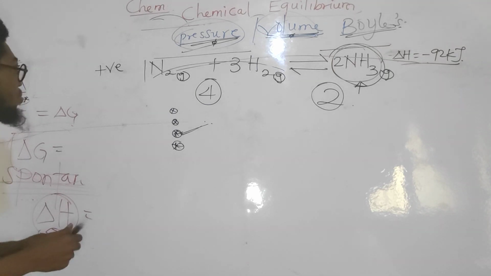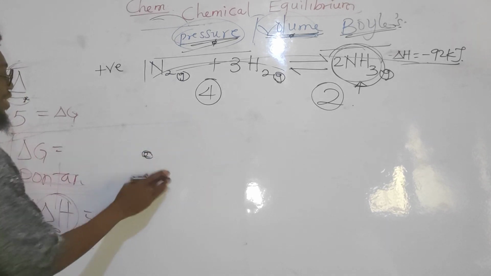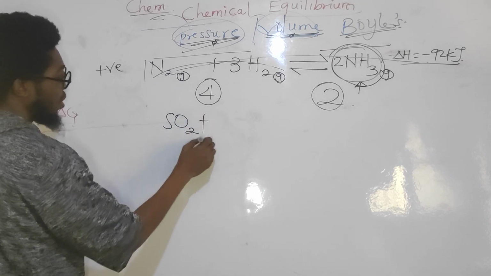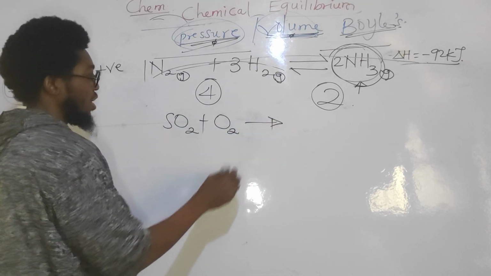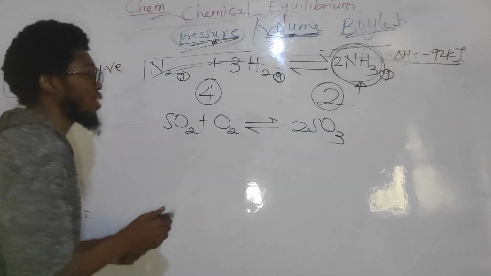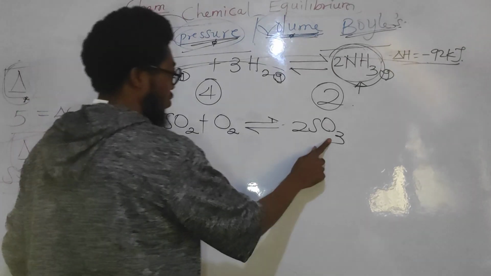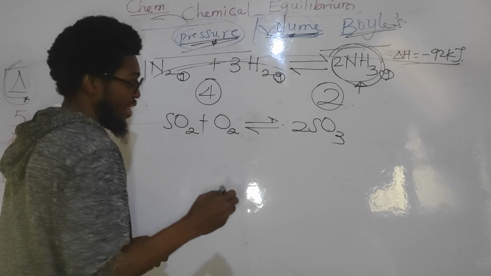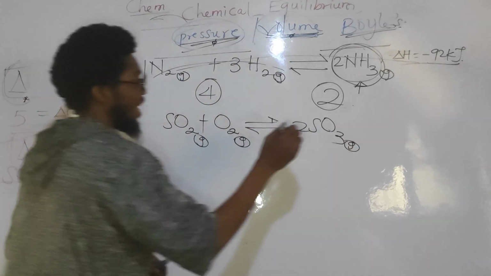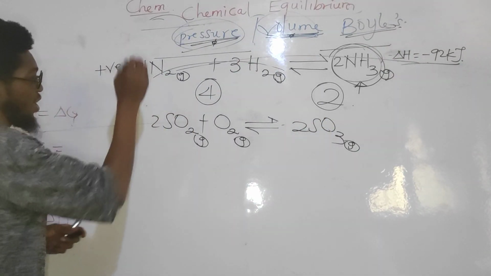Okay, another one. In the equilibrium reaction of SO2 plus oxygen gas to give 2SO3. This is the contact process, the production of H2SO4. Everything is in the gaseous state. Then balance.